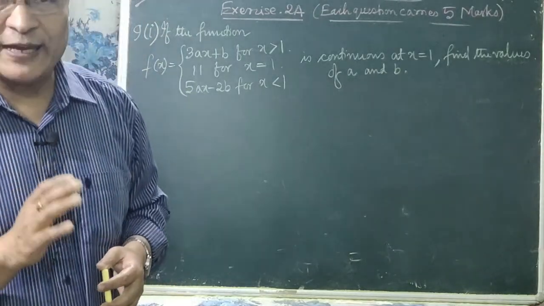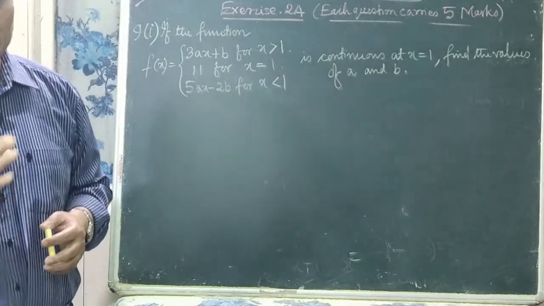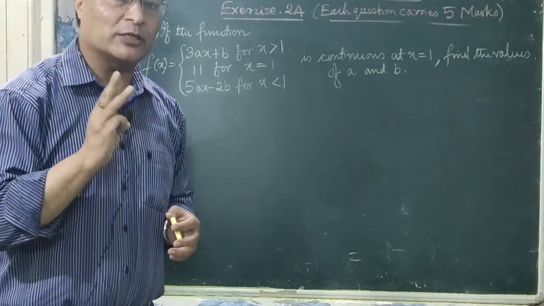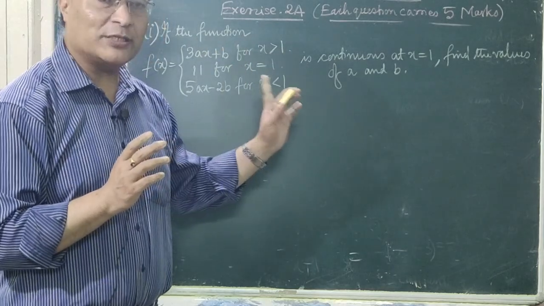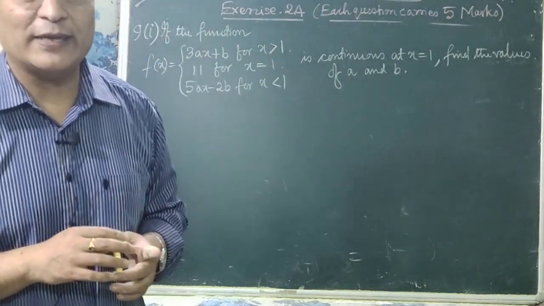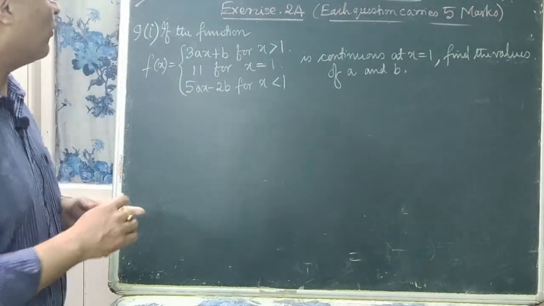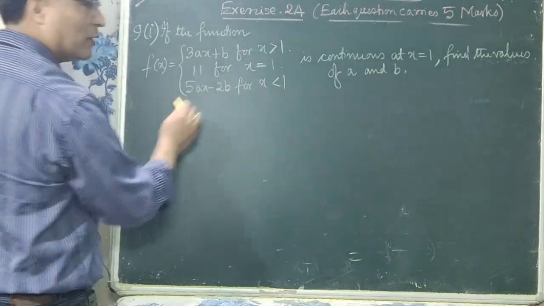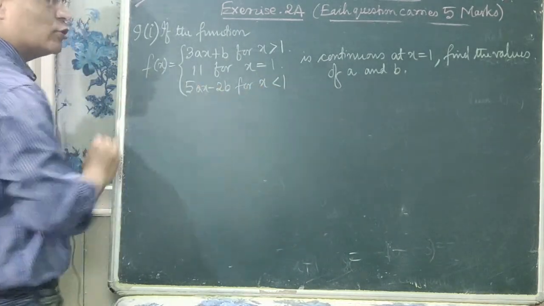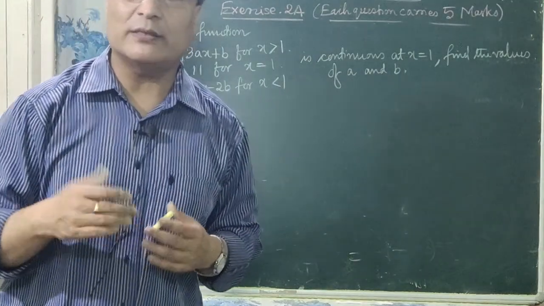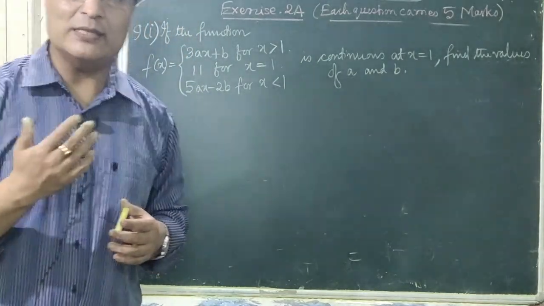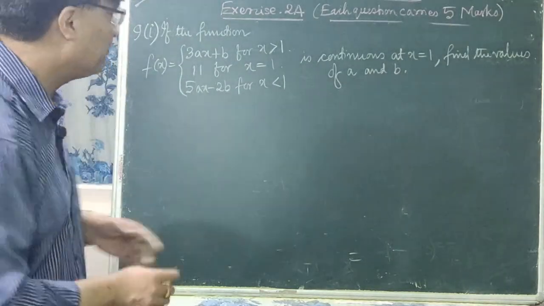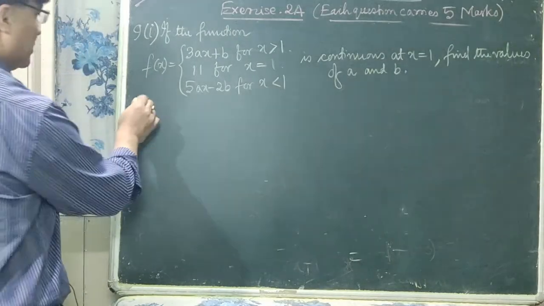That means you have to find out right hand limit at x is equal to 1, left hand limit at x is equal to 1, and the value of the function when x is exactly equal to 1. All these three must be equal. So if all these three are equal, you have to find out the values of a and b. Okay. So for x greater than 1, we are using 3ax plus b. For x less than 1, we are using f of x is equal to 5ax minus 2b. That means we are using a different function of x. So in this case, you have to find out the separate right hand limit and left hand limit. Okay. So let us find out first the right hand limit.